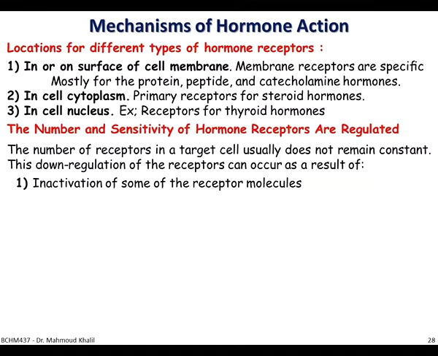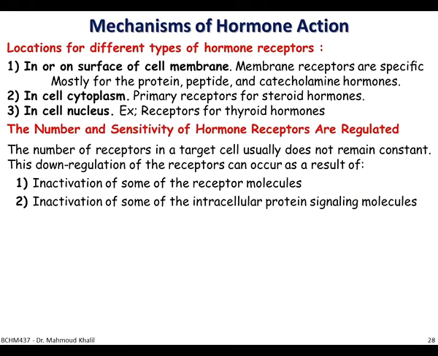The down-regulation occurs either by inactivation of some of this huge number of receptor molecules, or by inactivation of some of the intracellular protein signal molecules. In order to activate the receptor, either on the surface or inside the cell, it needs some molecules to activate it. So in order to down-regulate this receptor, you can inactivate some of these proteins that convey the signal to the receptor.